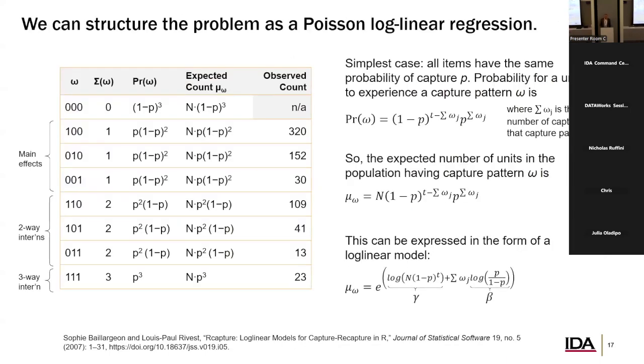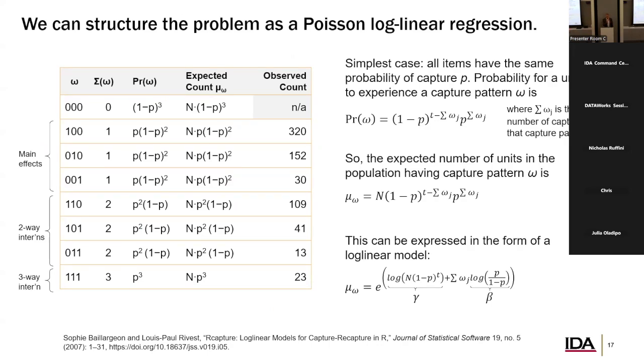Okay, so this is where the magic happens. Once we've got counts for each of those inclusion patterns, we're really teeing up for Poisson regression or log linear regression. Each of those 8 different inclusion patterns is accounted for in the first column. Again, we don't know how many are in the first pattern, 000.